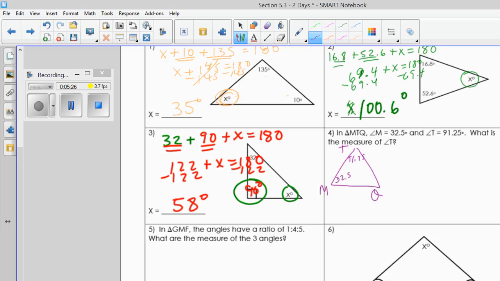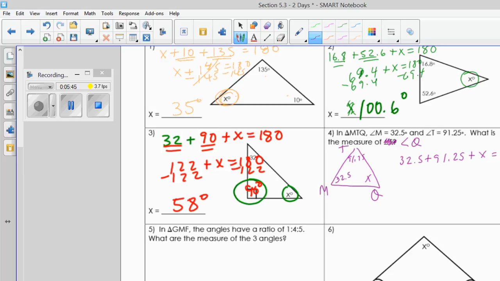It says find the measure of angle T. This should be, my bad, angle Q. So anyway, you're going to look for this because we don't know what it is, so I'm going to call that X. Just like the last problems, we're going to go 32.5 plus 91.25 plus X equals 180, or you could put angle Q in there.